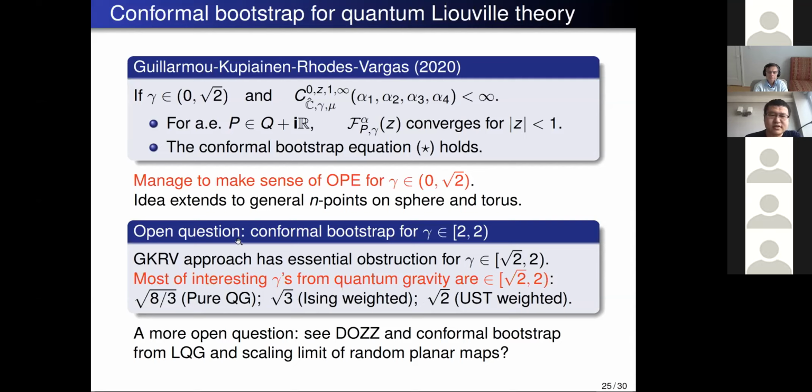So this is not just some standard open question, but I think it's very interesting. And the more open question would be to derive the DOZZ formula and the conformal bootstrap from the scaling limit of random planar maps, from a paradigmatic point of view.